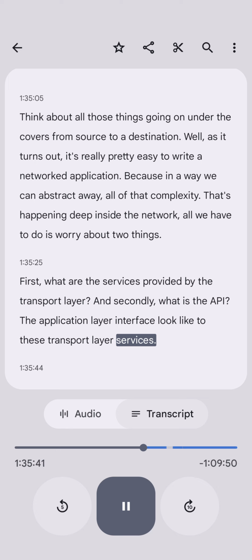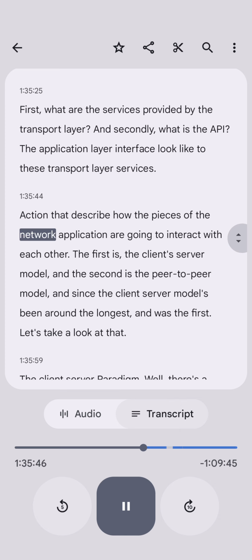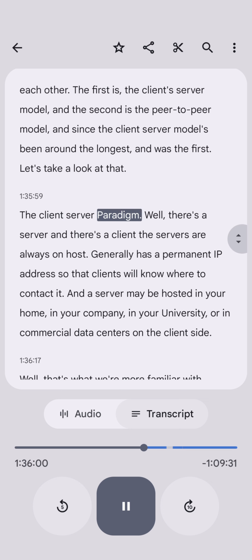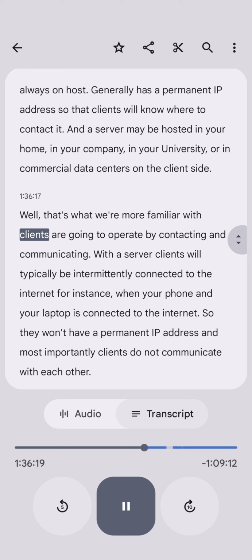Now, when we want to build a network application, there are basically two styles of interaction that describe how the pieces of the network application are going to interact with each other. The first is the client-server model, and the second is the peer-to-peer model. And since the client-server model has been around the longest and was the first, let's take a look at that. In the client-server paradigm, there's a server and there's a client. The server is an always-on host, generally has a permanent IP address so that clients will know where to contact it, and the server may be hosted in your home, in your company, in your university, or in commercial data centers. On the client side, that's what we're more familiar with.